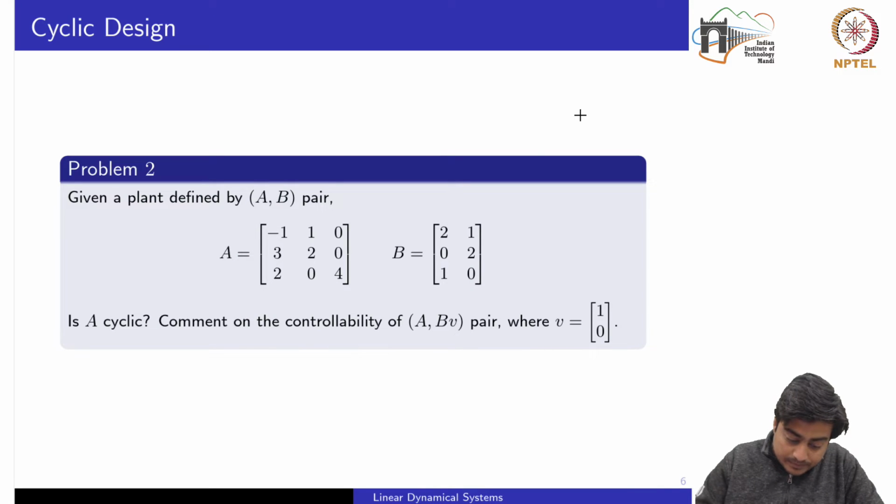Now problem 2. Again we are taking a pair A comma B. The first part remains the same, where we want to check the cyclicity of the matrix A, and here we are now introducing a vector v equal to 1, 0, and we want to comment on the controllability of the pair A comma B times v. So we are discussing these two problems so that finally we can design the multi-input controller.